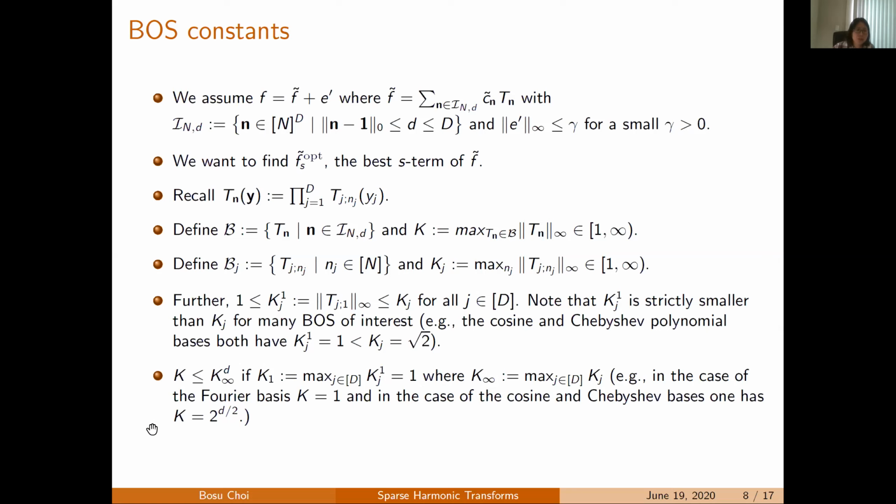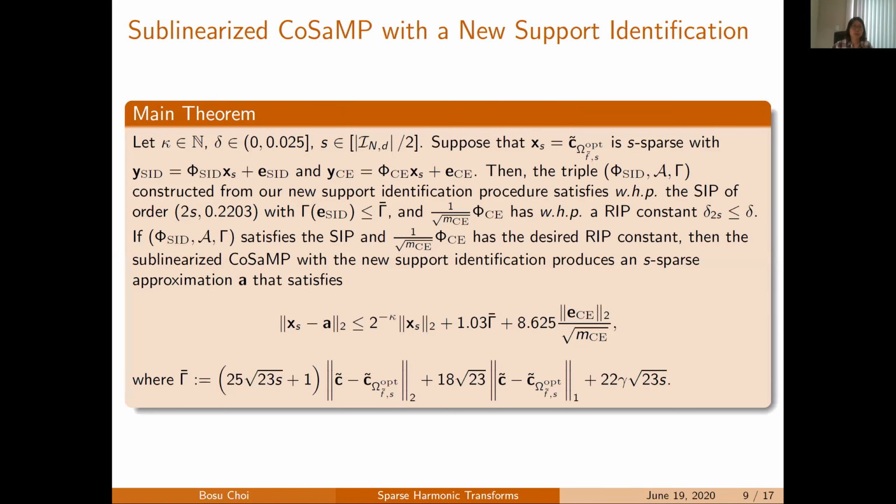So the important message here is this K does not depend exponentially on the dimension, capital D, but it has an exponential dependence on small d. So now we have all the ingredients to understand our main theorem.